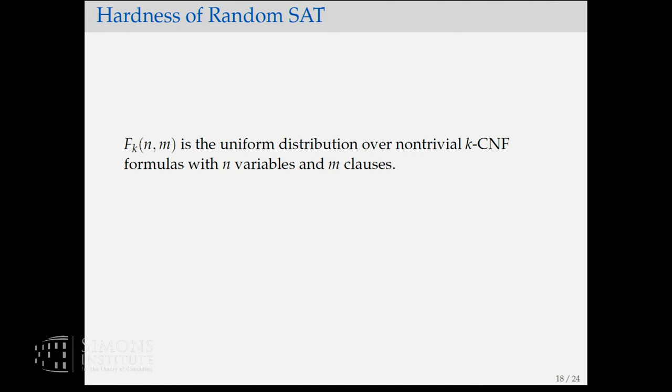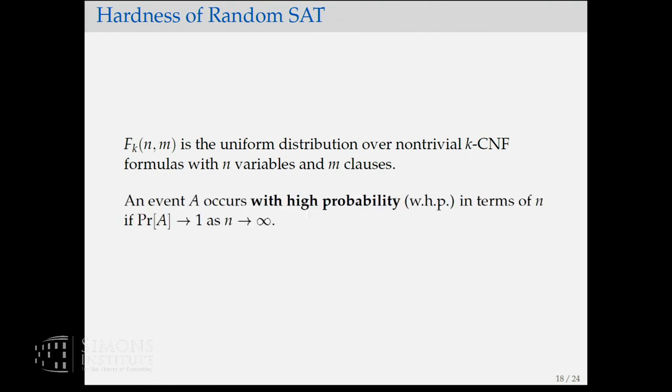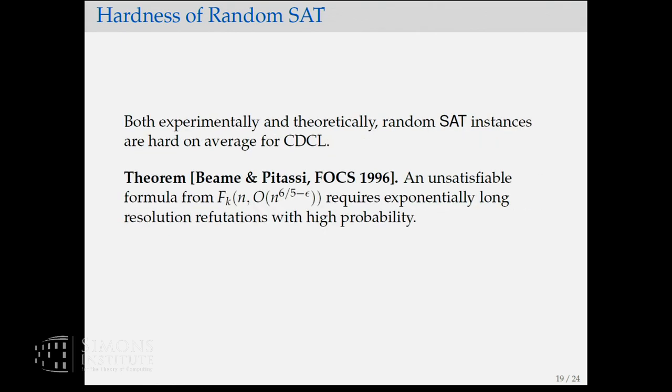So you can think of the set of random k-SAT formulas as being represented by this: F(k, n, m). n is the number of variables, m is the number of clauses, and k is the number of literals in each clause. The result in particular is by Beame and Pitassi from 96, where they show that this class of formulas requires exponentially long resolution refutations, with high probability defined over the distribution of formulas.